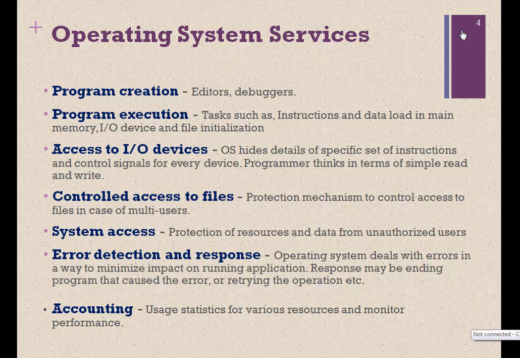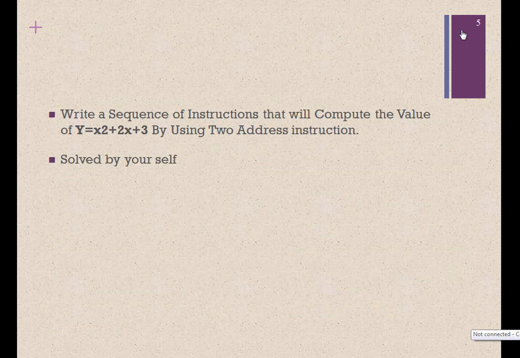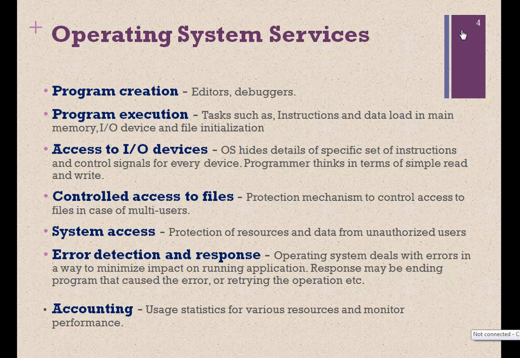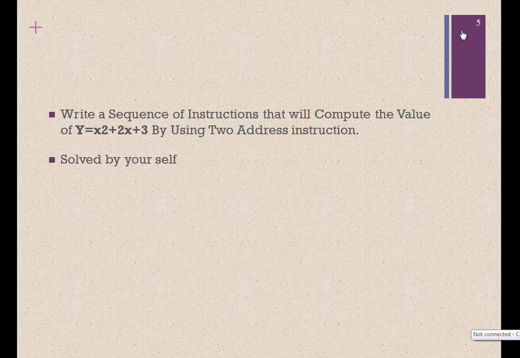Operating system services: program creation, like editors and debuggers; program execution, like instruction and data loading, memory, and IO devices; access to IO devices; controlled access to files; and system access, like error detection and accounting. These are important facts for operating system services.